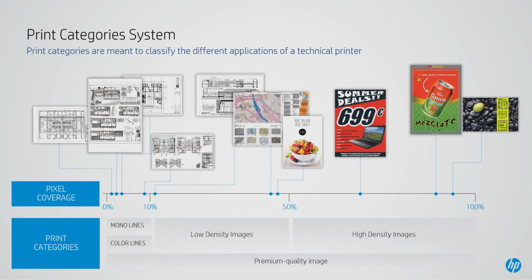As said, we have different types of application. The customer can print from monolines, CAD drawings, to renders. Maybe these are low density images, or they can even print posters, high density images. So we can set in the printer, by customer, different thresholds. Typically we put 0 to 10% as the category of mono and color lines. From 10 to 50% coverage of ink, we consider low density images. And from 50 to 100, we consider the category of high density images.